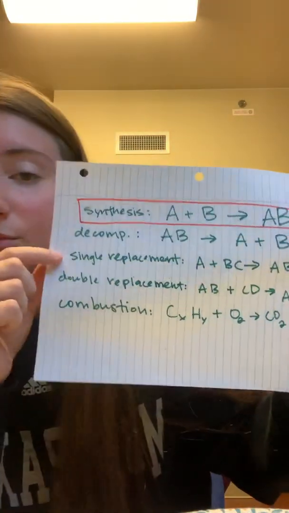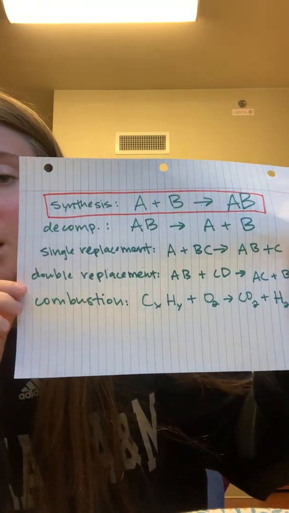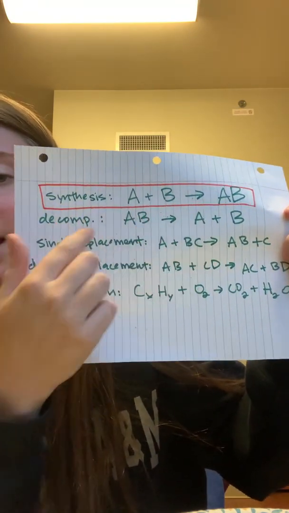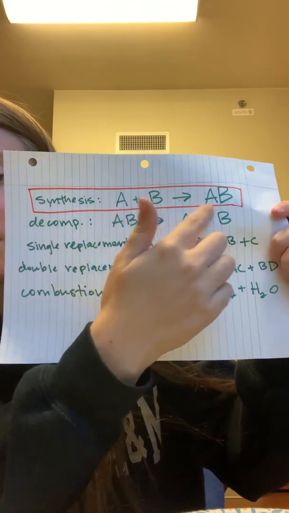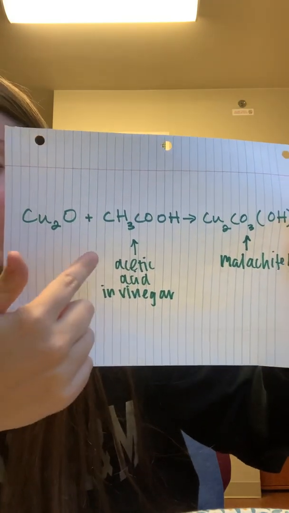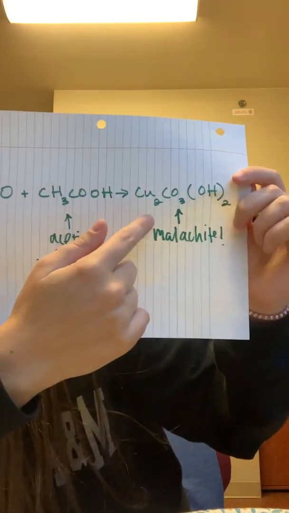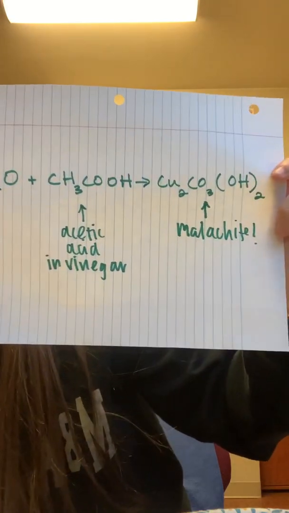In chapter 8, we learn 5 different kinds of reactions. I'm showing you a synthesis reaction. We are combining 2 reactants to form one product. A plus B forms AB. This is the equation for it. So we take copper oxide on the pennies and we add acetic acid from the vinegar, and then it creates a product of malachite.